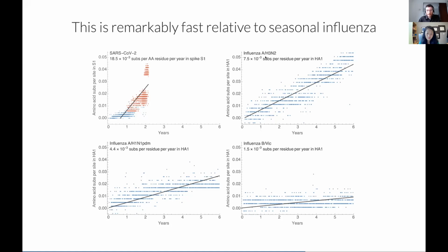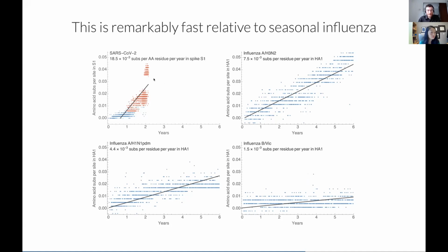This is H3N2 evolution over the course of 6 years. And we see this nice steady accumulation of substitutions in HA1. And this is faster in H3N2 than H1N1, than B/Victoria. And this corresponds with how frequently we need to update our vaccine. So H3N2 has vaccine updates about every year or two, H1 every 3-ish years, B/Vic every 6-ish years.